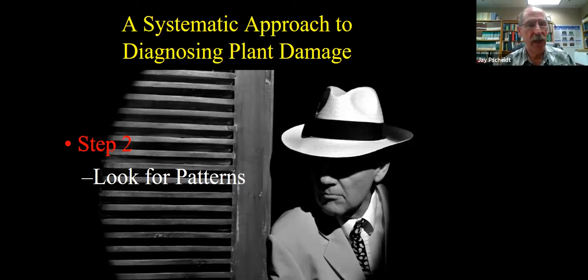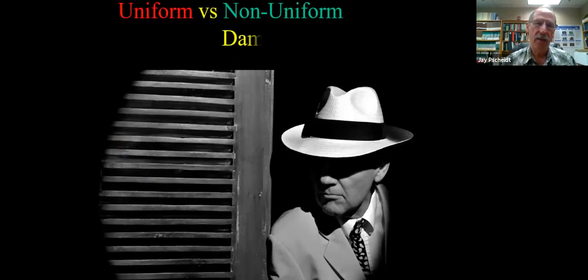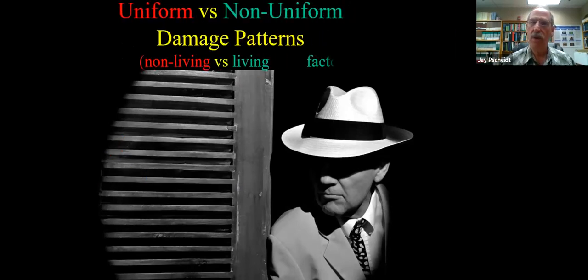On to step 2, you'll want to look for patterns. The interesting thing here is we're looking for uniform versus non-uniform patterns. Sometimes we'll talk about random patterns. The really important part is that uniform patterns tend to indicate non-living problems, like the heat wave that we just had, versus non-uniform patterns, sort of random things occurring out there, which tend to indicate living things such as fungi, bacteria, insects, things like that that might be causing a problem.